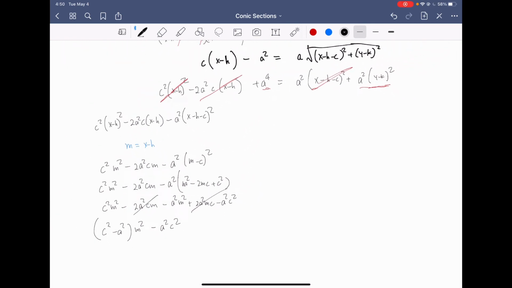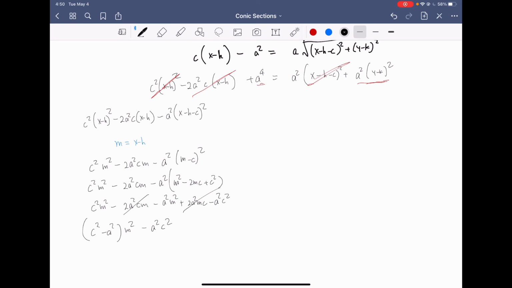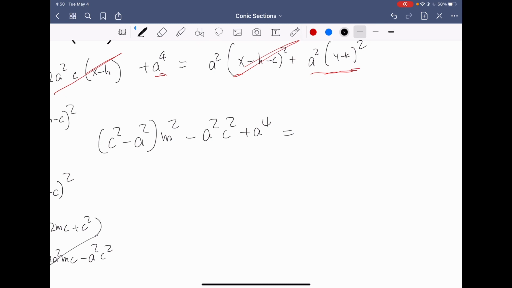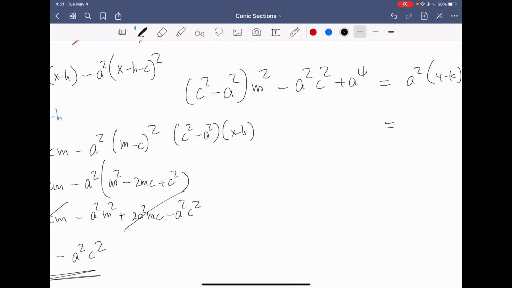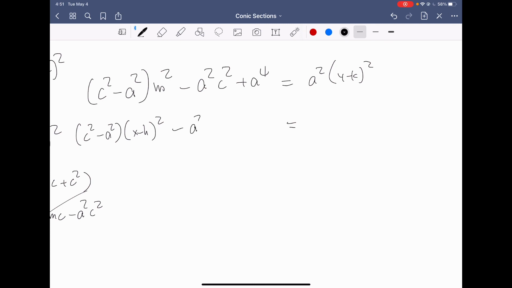And let's plug that back into our equation, and that is actually the expression of these three crossed off expressions. So what we have over here would be c squared minus a squared m squared minus a squared c squared plus a squared b... is equal to a squared times (y minus k) squared. First of all, let's move the y terms over and the ac terms to the other side, and we can plug m back into our equation. So what we have here would be c squared minus a squared, that will be (x minus h), as we set over here, squared, minus a squared (y minus k) squared. That is equal to a squared c squared minus a squared.